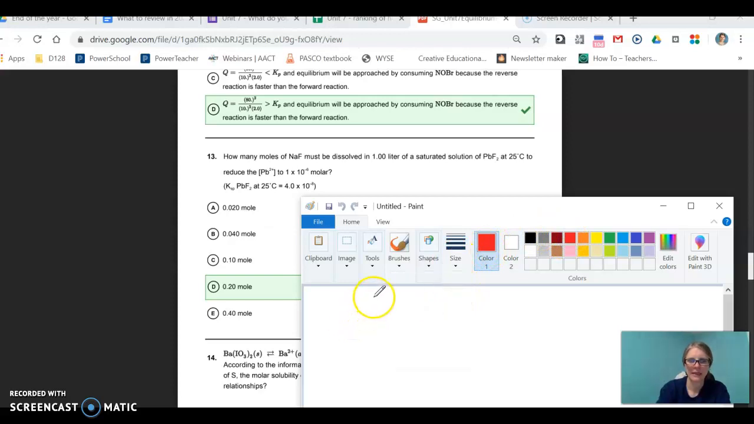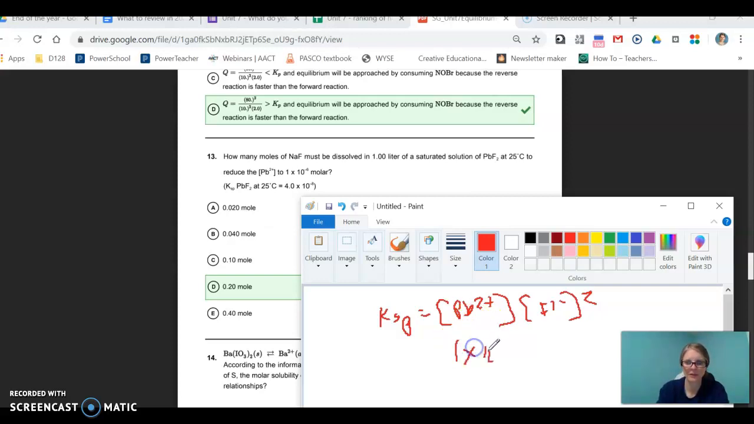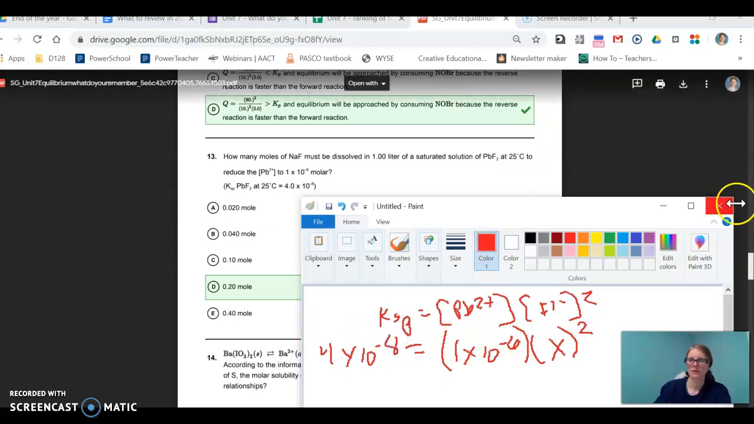So for this problem, we're looking at KSP. KSP is equal to the molar concentration of the lead times the concentration of the fluorine ions squared. We're asking how many moles of NaF must be dissolved in 1 liter, in other words, the molarity of the F of a saturated solution of PbF2 to reduce the Pb to 1 times 10 to the negative 6. So right there, they tell me this is 1 times 10 to the negative 6. They want me to know what this X value is, and they give me the KSP is 4 times 10 to the negative 8. So here I'm solving for X.